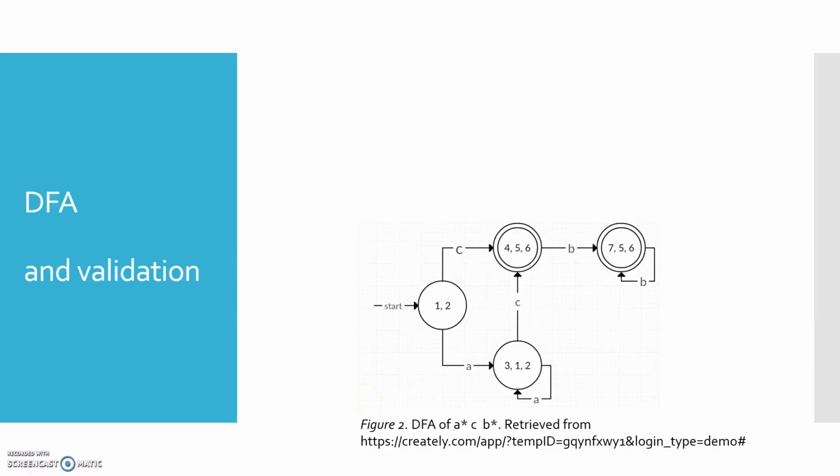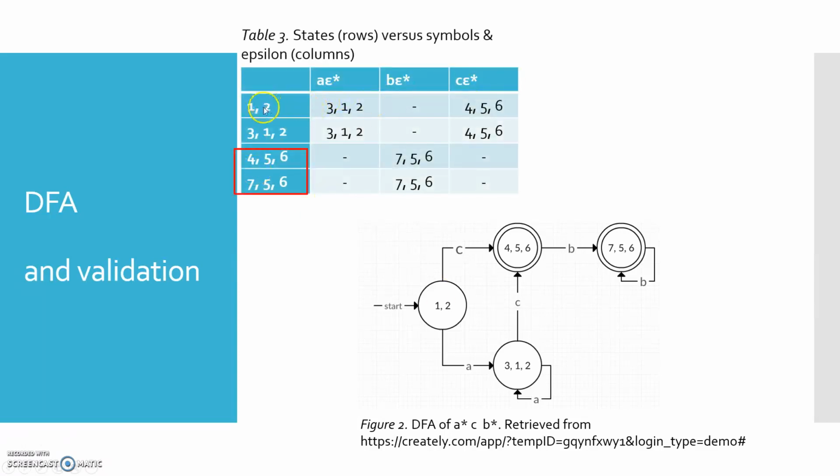So now this is our DFA diagram that's built off of this. You have 1, 2, 3, 4 states, 2 acceptance states, and then these are your inputs A, B, and C. So if you're at 1, 2, and you input an A, you will get to 3, 1, 2 right here. And let's say you're at 1, 2, you input a C, you'll get to state 4, 5, 6. C, 4, 5, 6, and that's accepted.